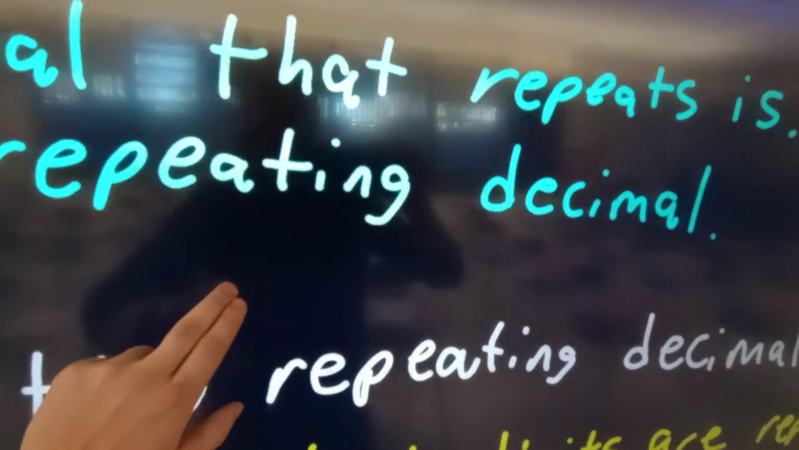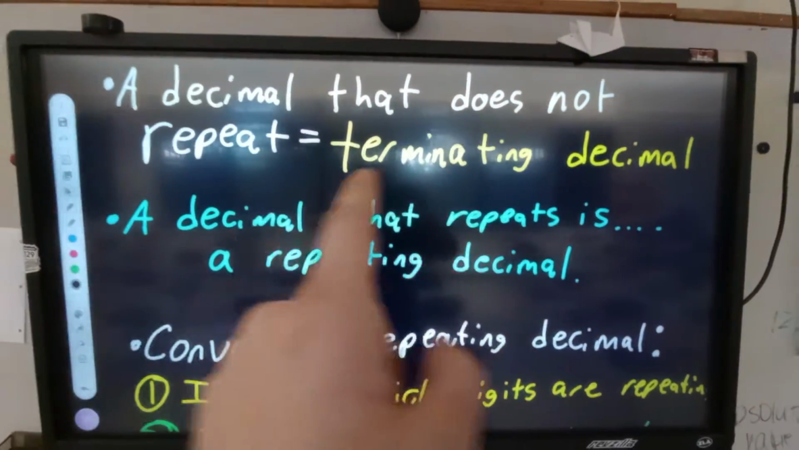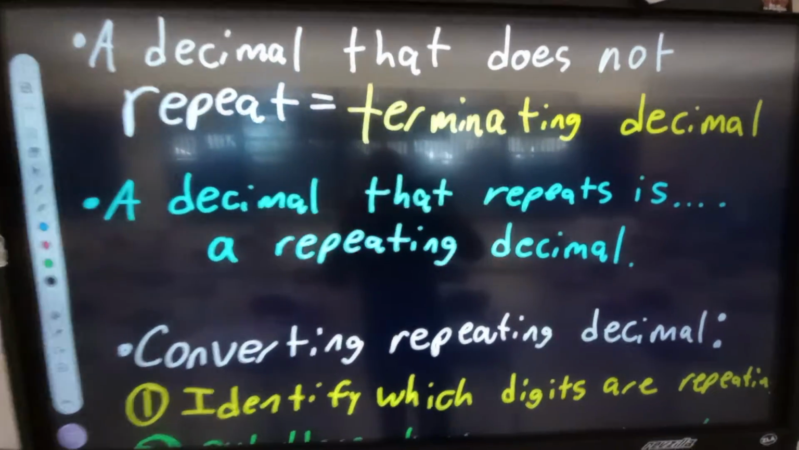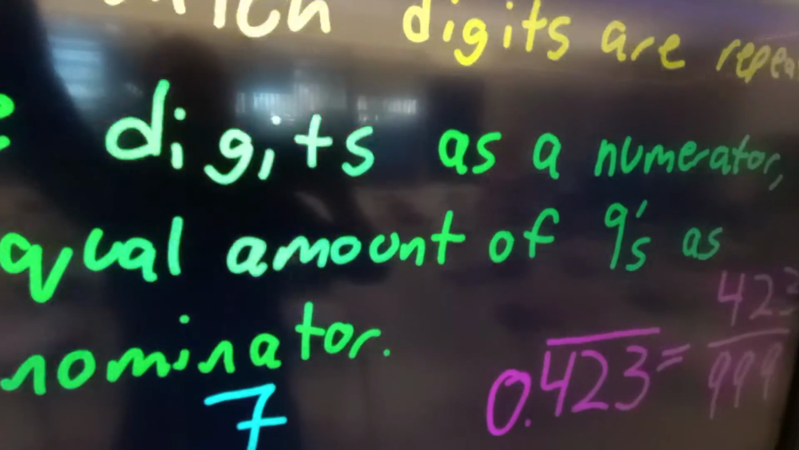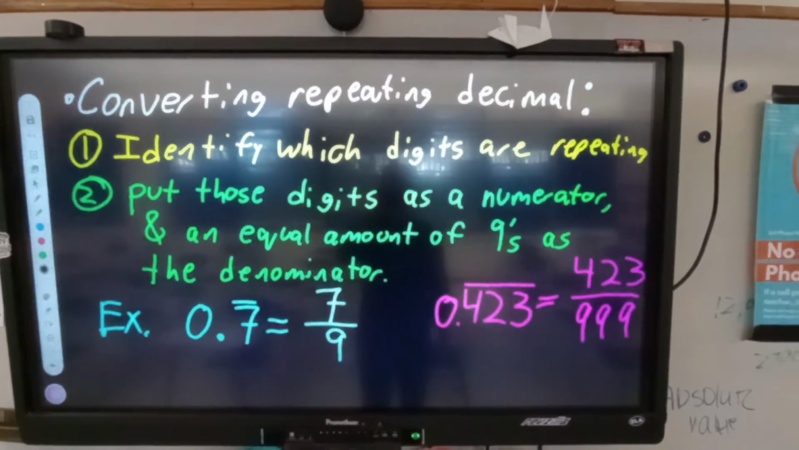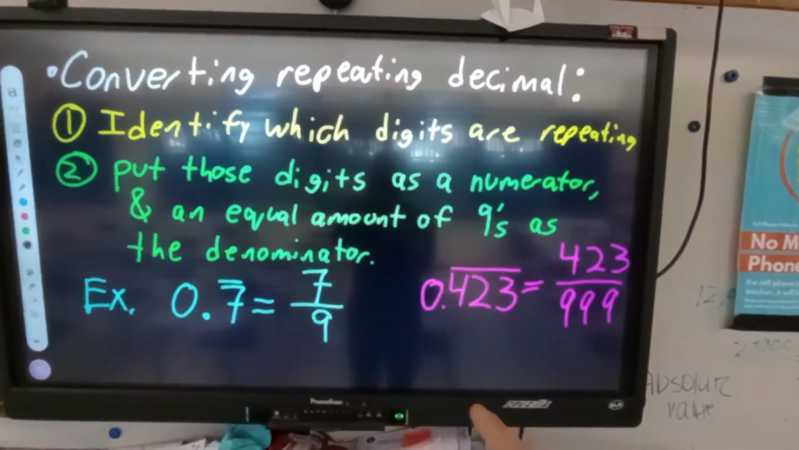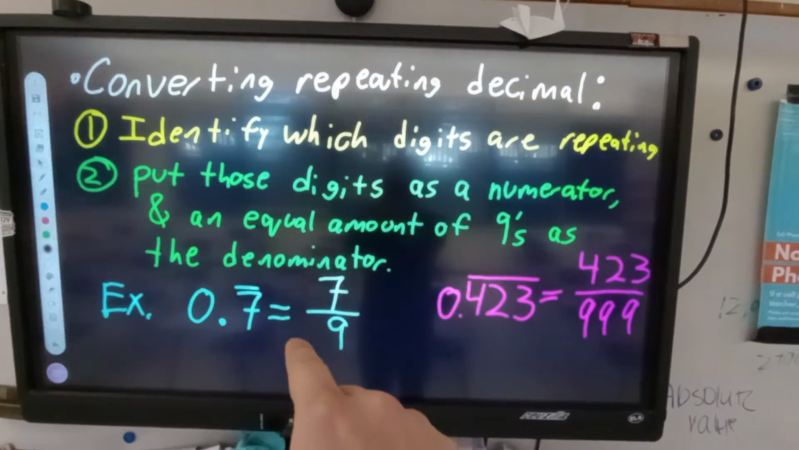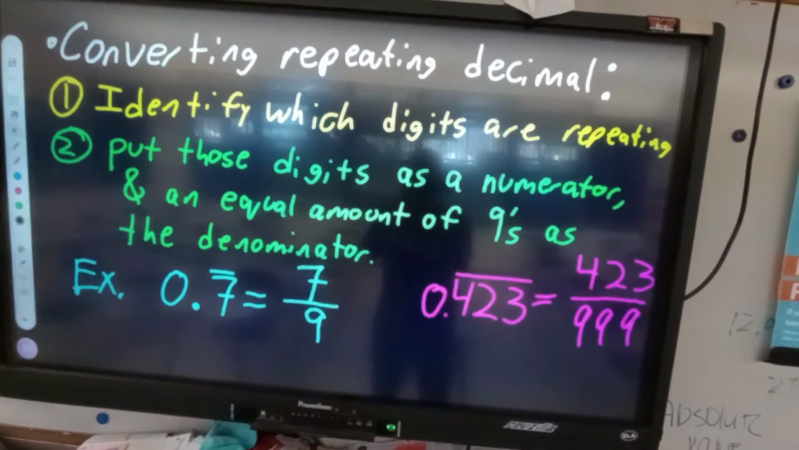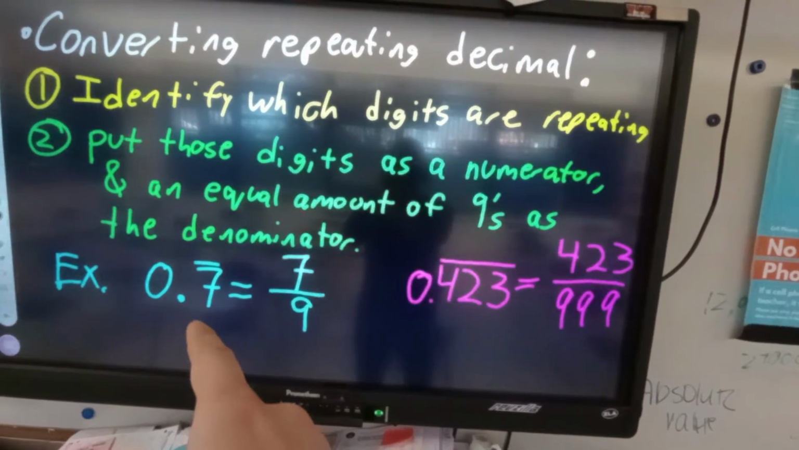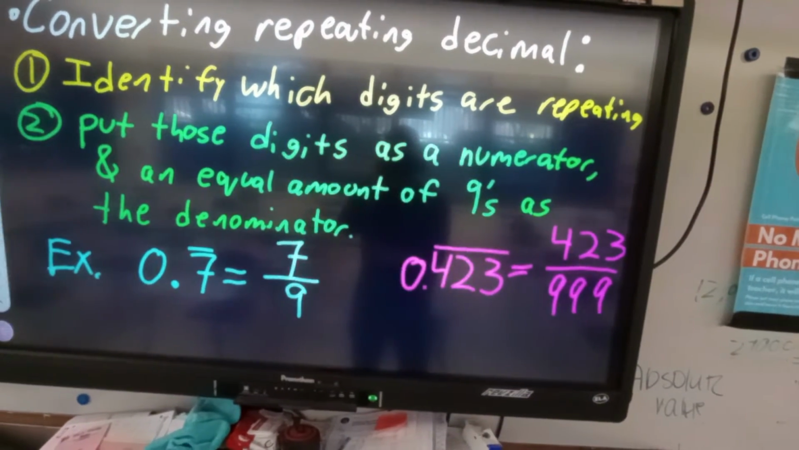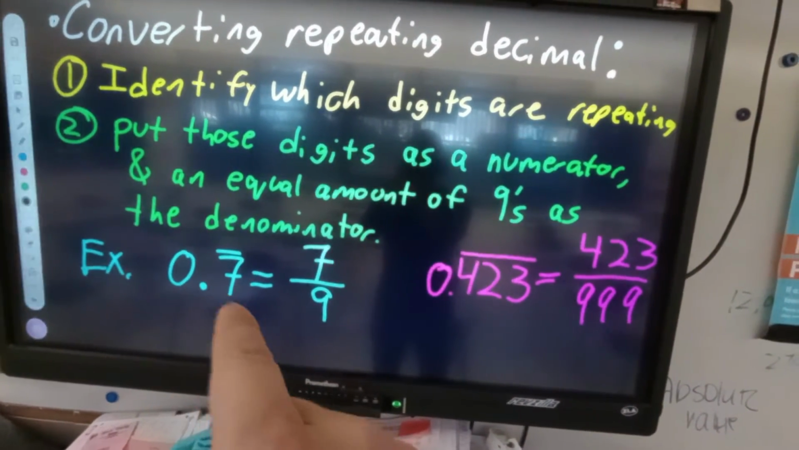We also talked about, right here is where I mentioned a decimal that does not repeat is terminating. A decimal that is repeating is just called a repeating decimal. And then I gave a quick refresher course on how to convert a repeating decimal into a fraction. Because repeating decimals can be converted into a fraction. For example, 0.7 repeating, you would simply set that equal to the numerator would have whichever digit is repeating. In this case, the 7 is repeating. So we would put the 7 as the numerator, and we would set an equal number of 9s as the denominator. So 7/9 would be about 0.7 repeating.